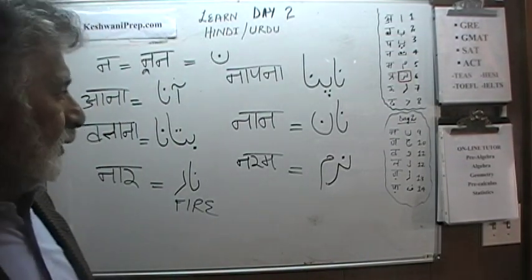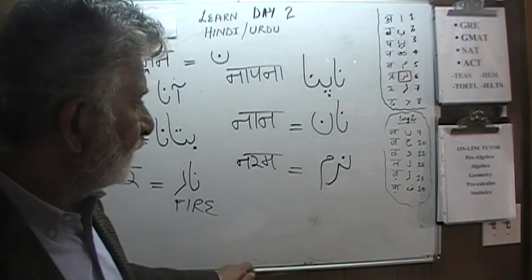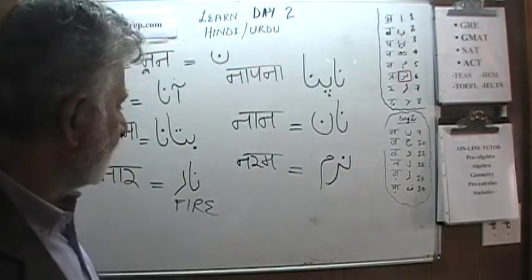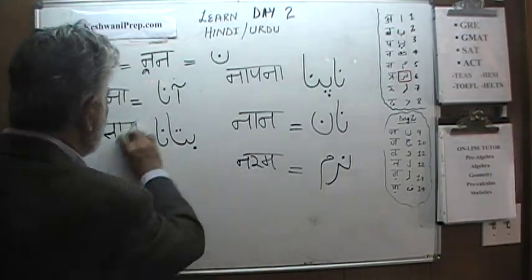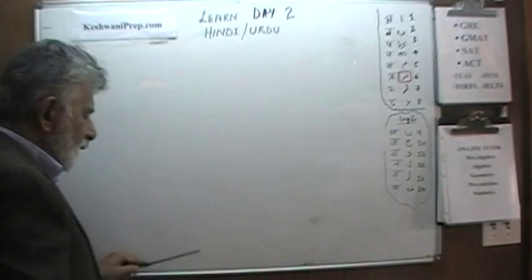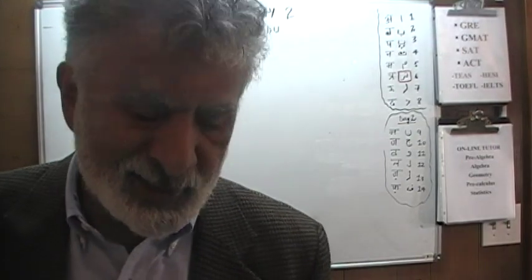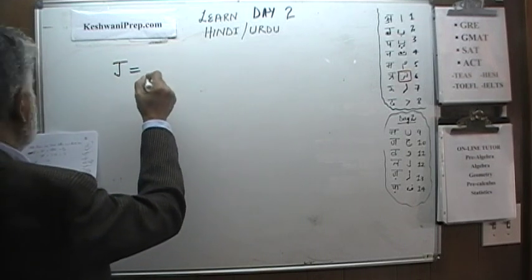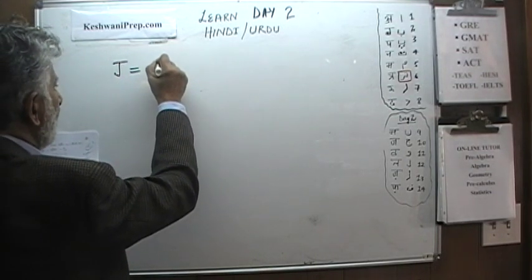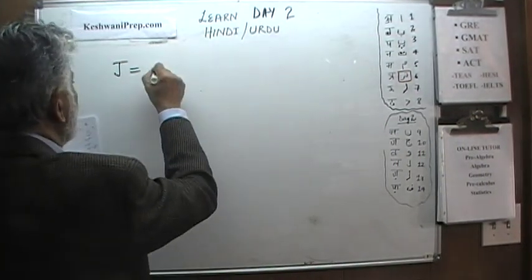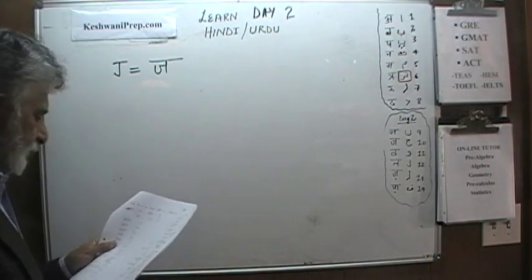So that was it. We're going to move on to the next letter on our list, which is jeem, right there, number 10. The next letter that we're going to learn is called Jim. It's the letter J in the English language. J is what we're going to learn. And it looks like this. There we go. J.